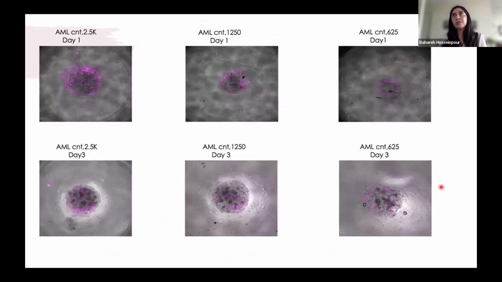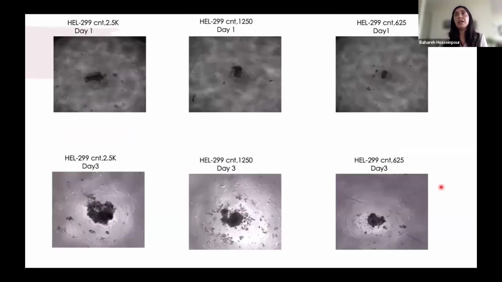And here, in order to have a better understanding of which cells are AML and which cells are HEL, we decided to use a deep red cell tracker for AML. So here the pink color shows AML cells. And if you look at the HEL cells itself, we didn't stain the HEL cells here, but you can see the spheroid formation happening for the HEL cells itself.